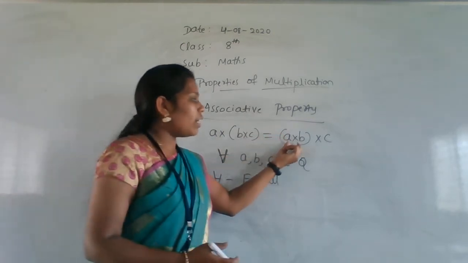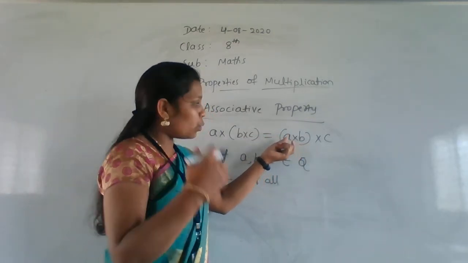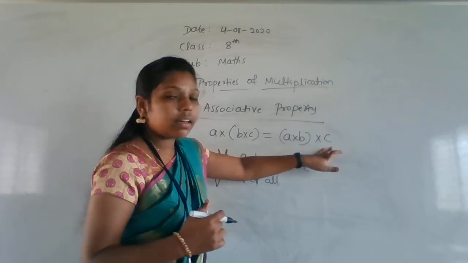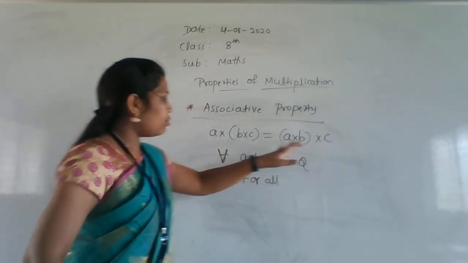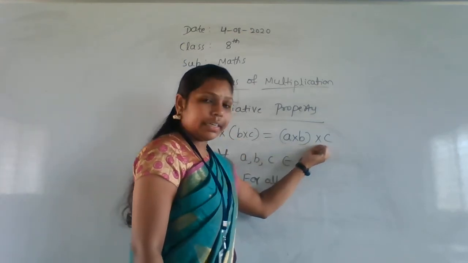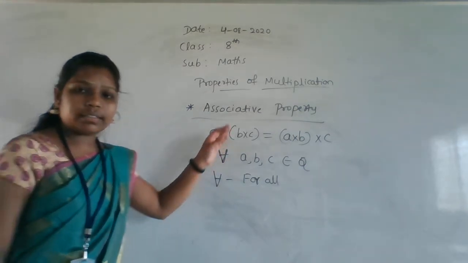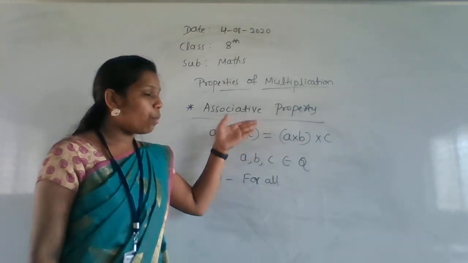Next, first we are multiplying A and B. After that we'll get one answer. To that answer we are multiplying C. So here A into B and into C is equal to A into B and into C. So this is nothing but, in general formula, the associative property.